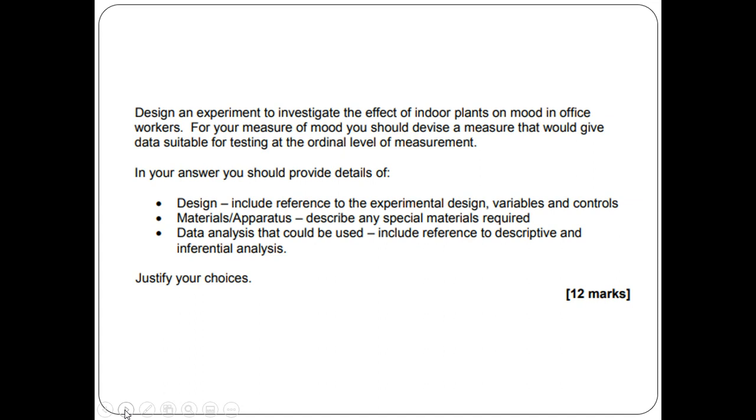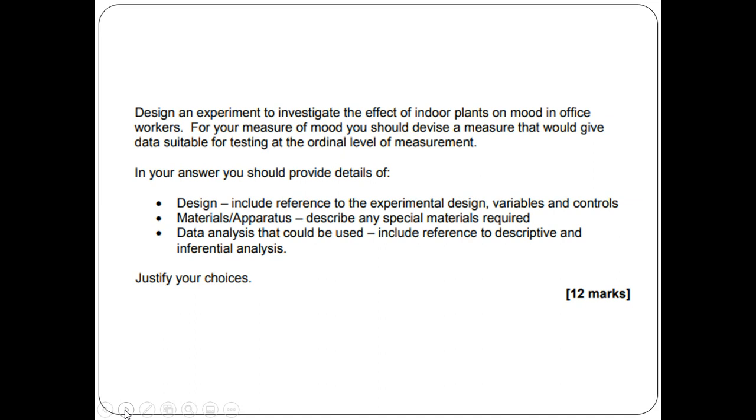The first bullet point asks you for 4 things. So it says design, include reference to the experimental design, variables and controls. So that's 4 things. Experimental design is 1, your variables are 2, and controls is kind of the 4th mark. So you just work through that bullet point by answering the question. So you need to say whether you're using an independent measures or repeated measures design, or a matched pairs design. So just pick a design. It doesn't matter which one it is.